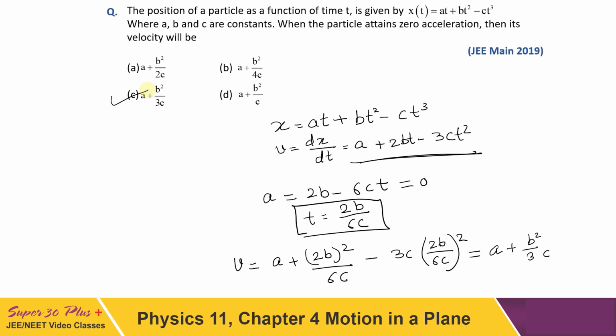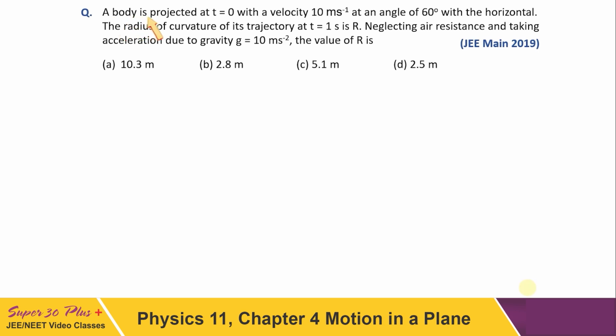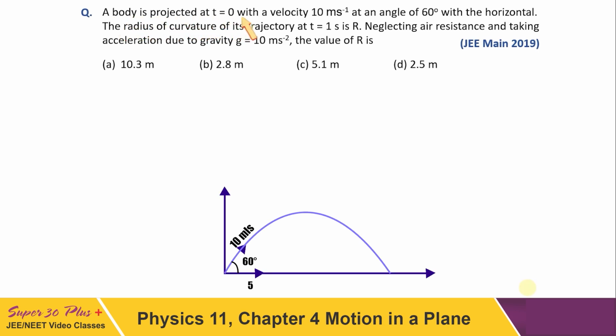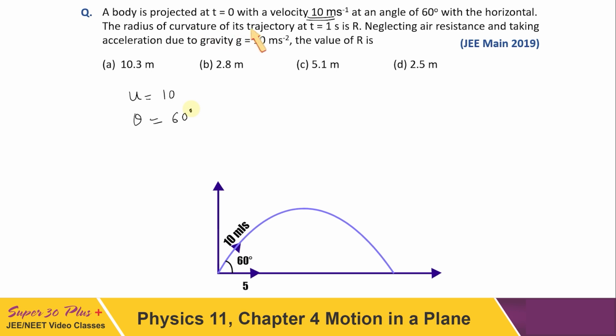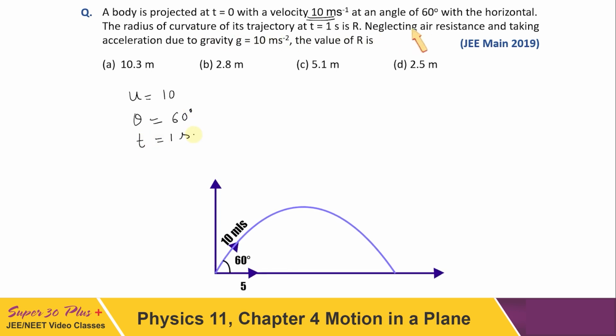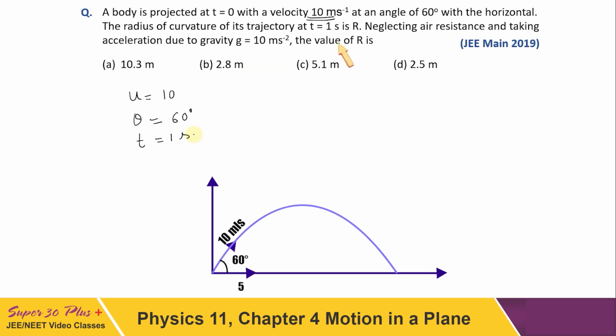The next question is, a body is projected at t is equal to 0 with velocity 10 meter per second. Initial velocity is given here, which is 10 meter per second. Then the angle also is provided, projection angle, which is 60 degree. The radius of curvature of its trajectory at t is equal to 1 second is r. Okay. Neglecting air resistance and taking acceleration due to gravity as 10 meter per second square, the value of r is.